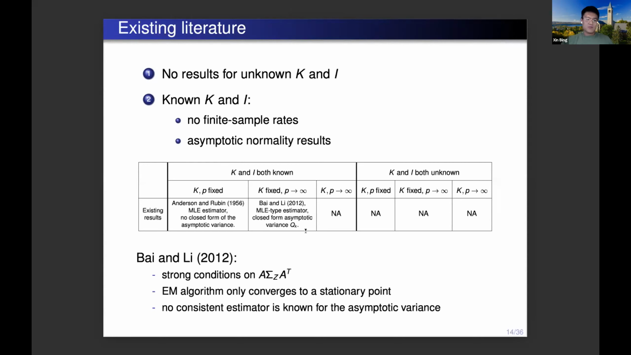However, their work imposes some strong signal conditions on the low rank part. And also the EM algorithm they analyze only converges to a stationary point. And moreover, there is no consistent estimator known for the asymptotic variance. So summarizing, so far we do not have a valid inferential tool for making inference on the coefficient beta, even in this ideal case where K and I are known and K is fixed, with P either fixed or growing. So our hope is really to fill in all those gaps in these different regimes in this project.